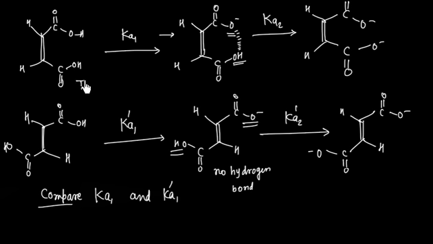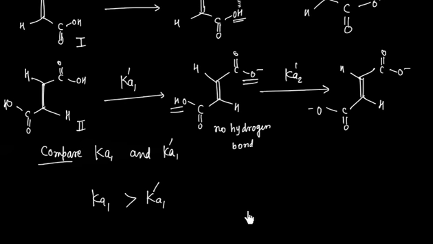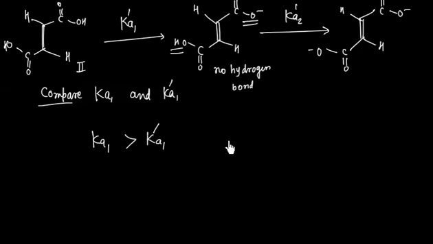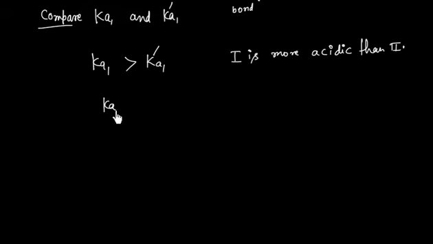So we can say, let us call this 1 and this 2. So Ka1 for 1 is more than Ka1 for 2, that is Ka1 dash. So 1 is more acidic than 2. Now let us compare Ka2 and Ka2 dash. So what will happen? We have to compare Ka2 and Ka2 dash.